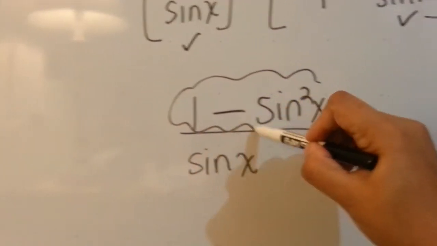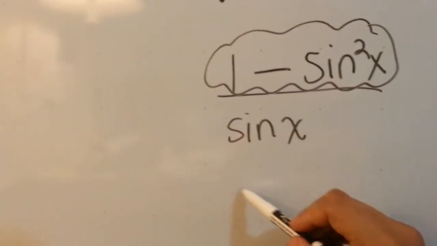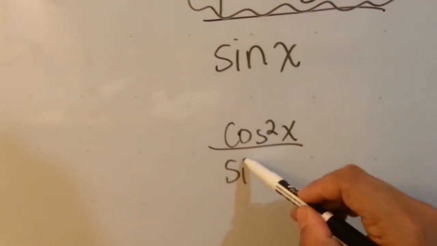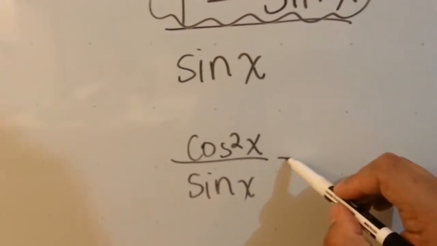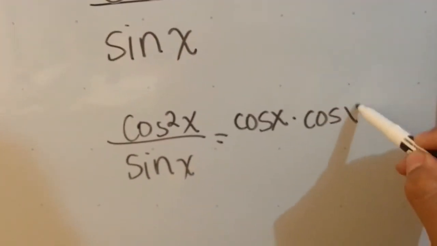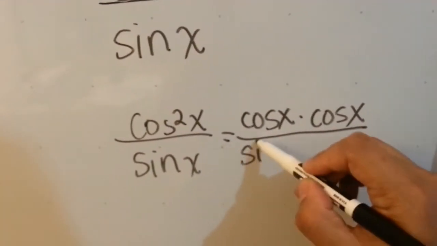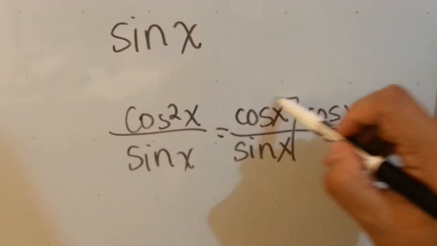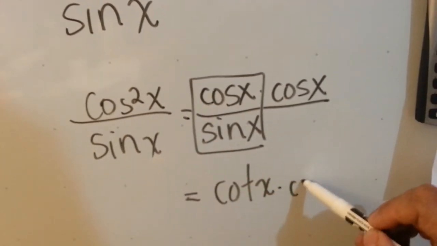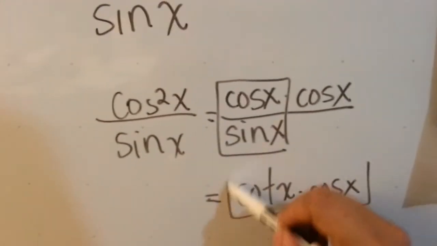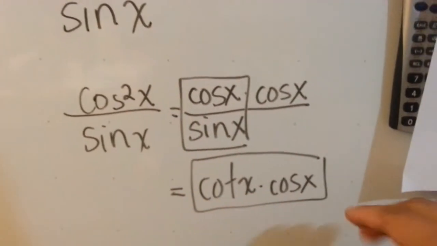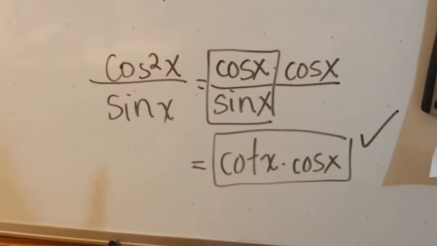You can pay attention to your identities. 1 minus sine squared x is cosine squared x. And you're like, whoa, what happened? Nothing happened. Just separate this into 2 separate cosines. And then put it over sine x. And a quick fix would be to realize that this is cotangent x. So this is cotangent x times cosine x. This is preferable over a fraction because it's so linear. So this would be your answer.